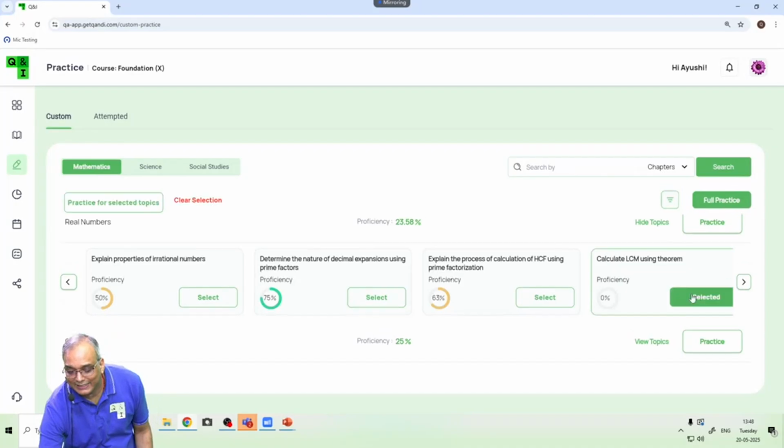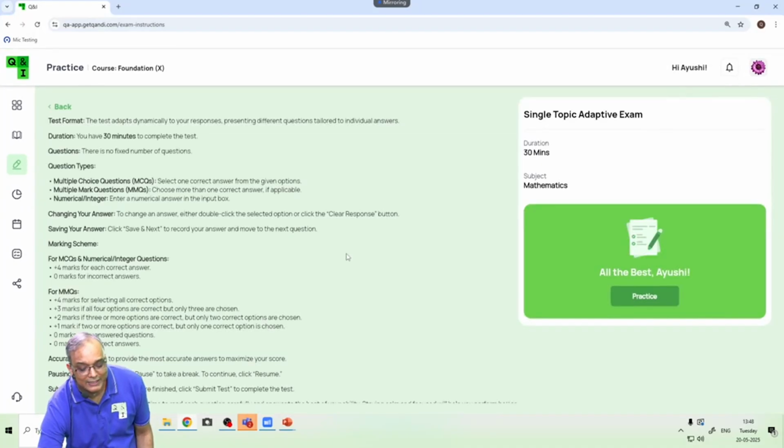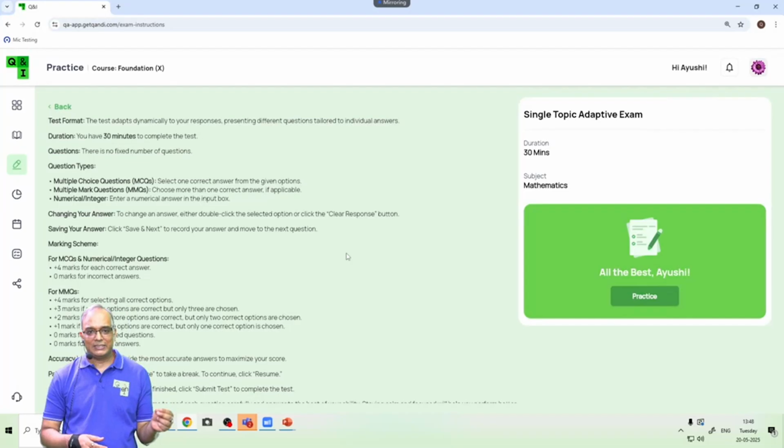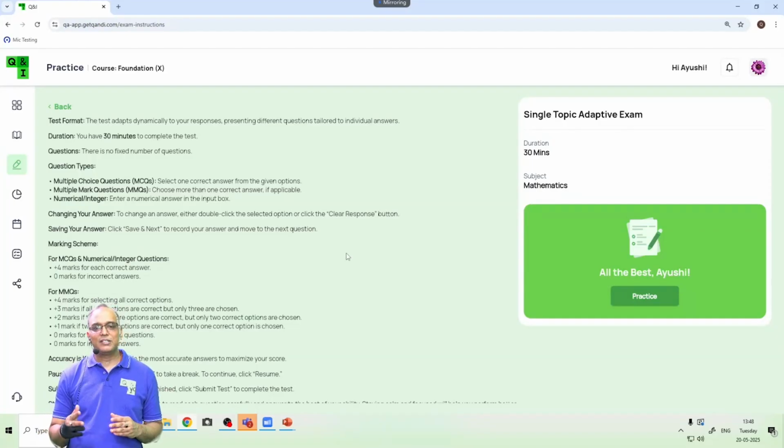So when you select the topics, you will go on practice for selected topics. So you will have a 30 minutes adaptive practice session where you will practice questions on that particular topic, that is LCM. And once you have completed this 30 minutes practice, you can submit your practice session and look at how many correct and how many wrong answers you have given, and try and attempt at least 20 questions in this 30 minutes. So the upper boundary is not limited. You can go ahead and practice more than 20 questions as well. You can practice 30, 40, whatever number of questions during that 30 minutes.